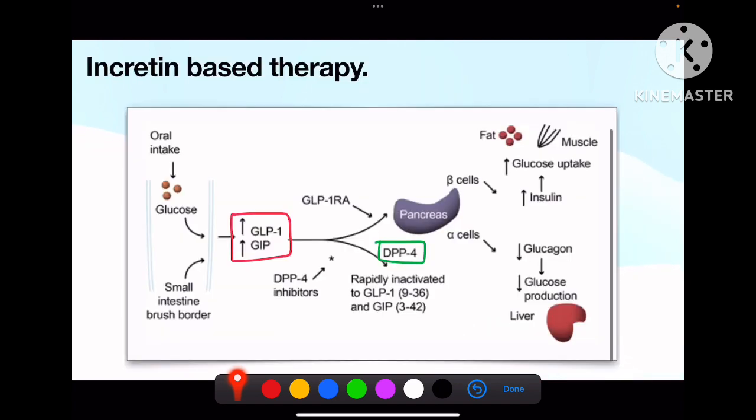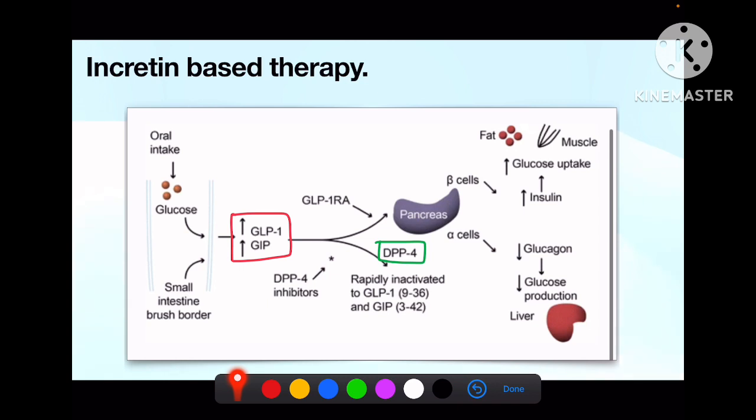Then these are the newest drugs. I'm now going to discuss with you regarding GLP-1, DPP4 and SGLT2. What are these drugs and how do they work in our body? Actually, we can say GLP and DPP4 drugs are incretin based therapy. What is this incretin based therapy?